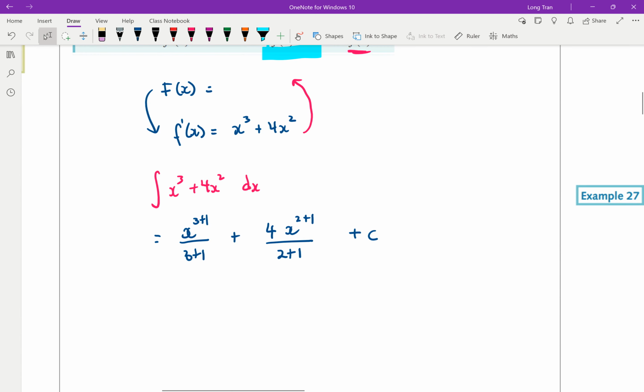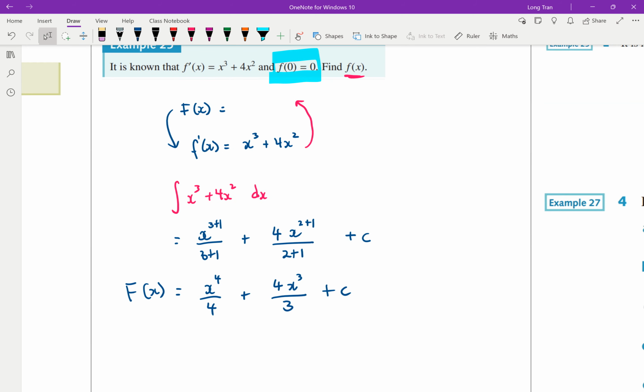You can see here now, x to the power 4 over 4, 4 over 3 x cubed, plus c. This is your f of x. This is your function. I'm going to write it with a capital F. That's your function. But the only way to find c now, how do you find c? Because they want you to find f of x.